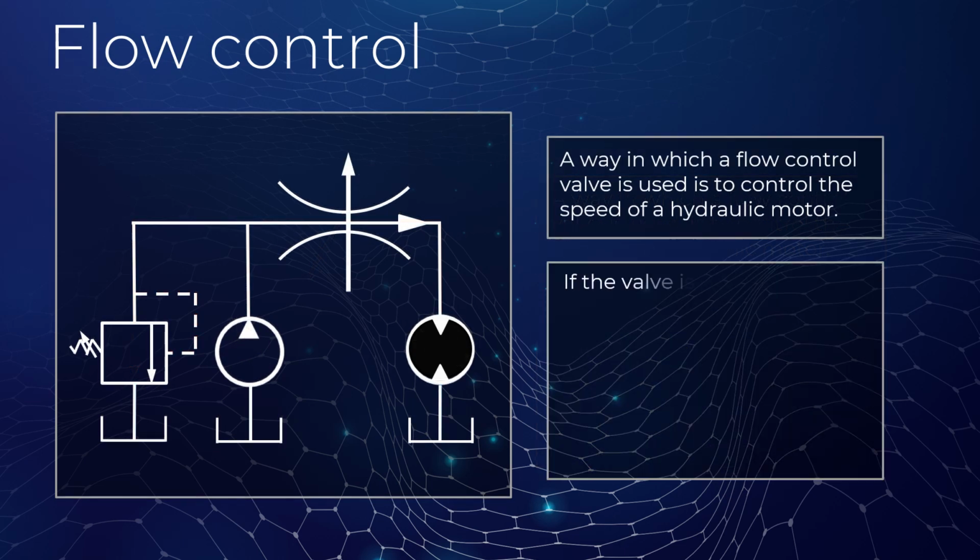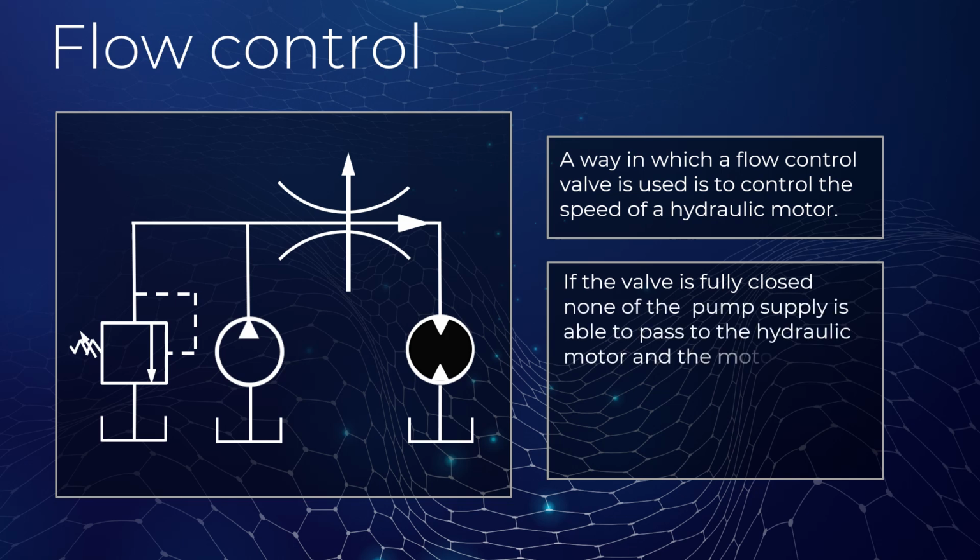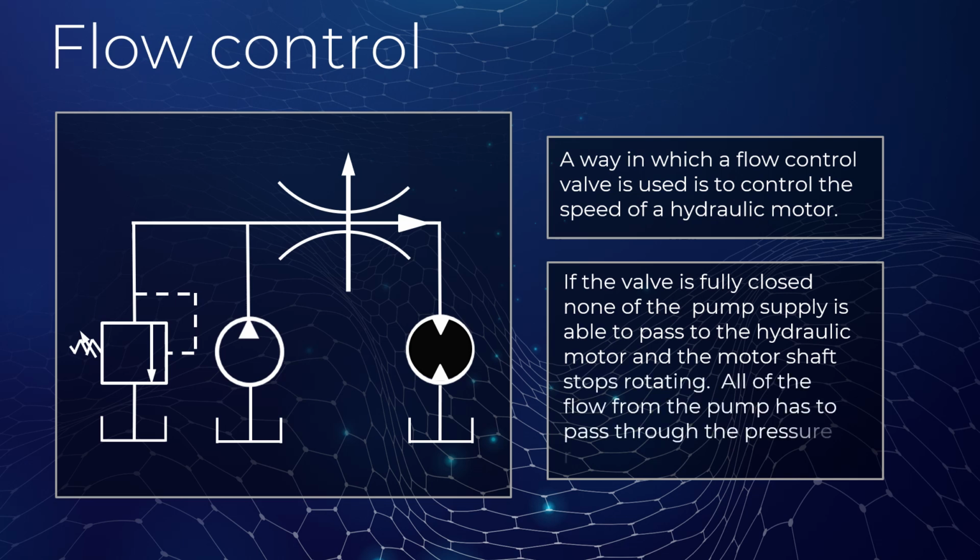If the valve is fully closed, none of the pump supply is able to pass to the hydraulic motor, and the motor shaft stops rotating. All of the flow from the pump has to pass through the pressure relief valve.